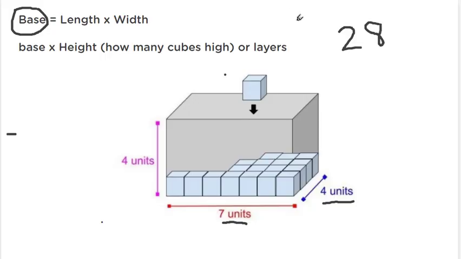So we're going to multiply 28 times 4. Sometimes you have to figure it out like this. It's not always going to be right in your head, right? And that makes 112 cubic units.